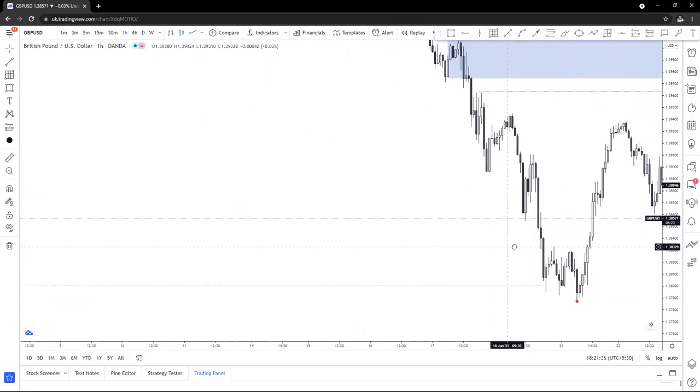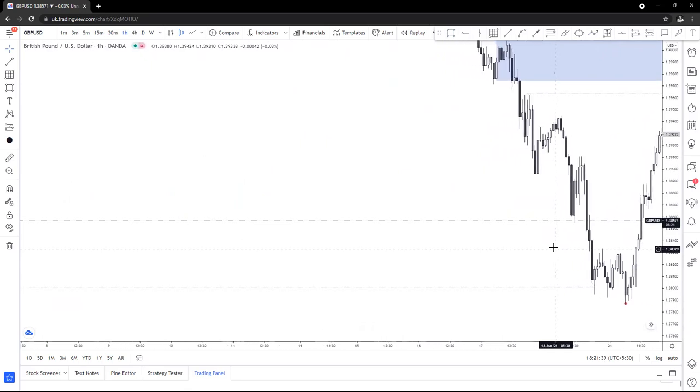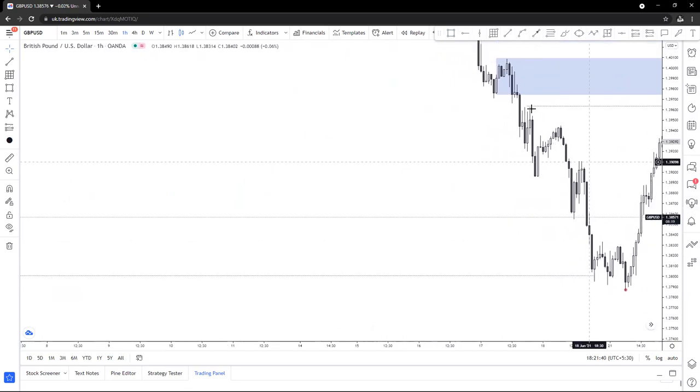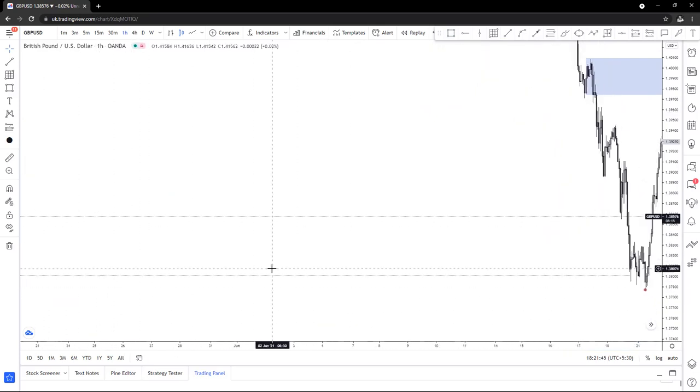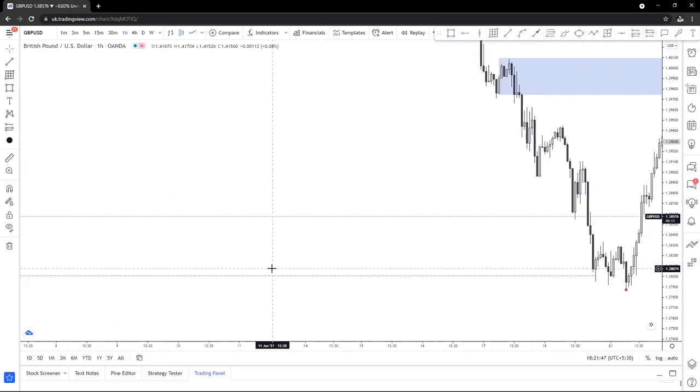It took out that low, and then I'll tell you. Do you know why pullbacks happen? I gave you the reason. This was to mitigate the previous orders, and then internal liquidity, and then a pullback happens. A pullback happens once a major high or low has been taken out. A major high or low has to be taken out in order for us to expect a pullback.